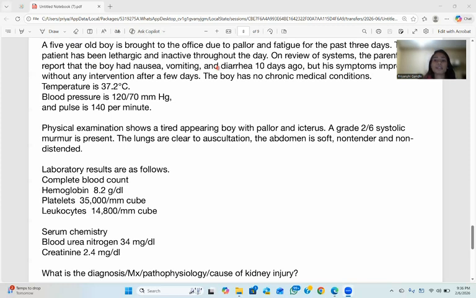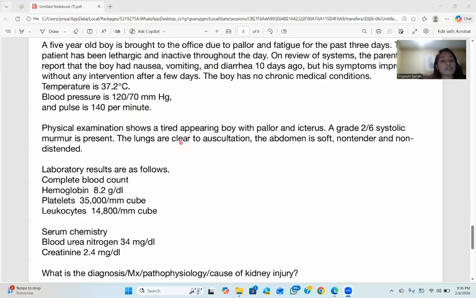On review of systems, the parent reports that the boy had nausea, vomiting, and diarrhea 10 days ago, which resolved without any intervention after a few days. The boy has no chronic medical conditions. He's afebrile with blood pressure of 120/70. Now, this is not normal for a 5-year-old boy. He's hypertensive and his pulse is 140, which means he's tachycardic as well.